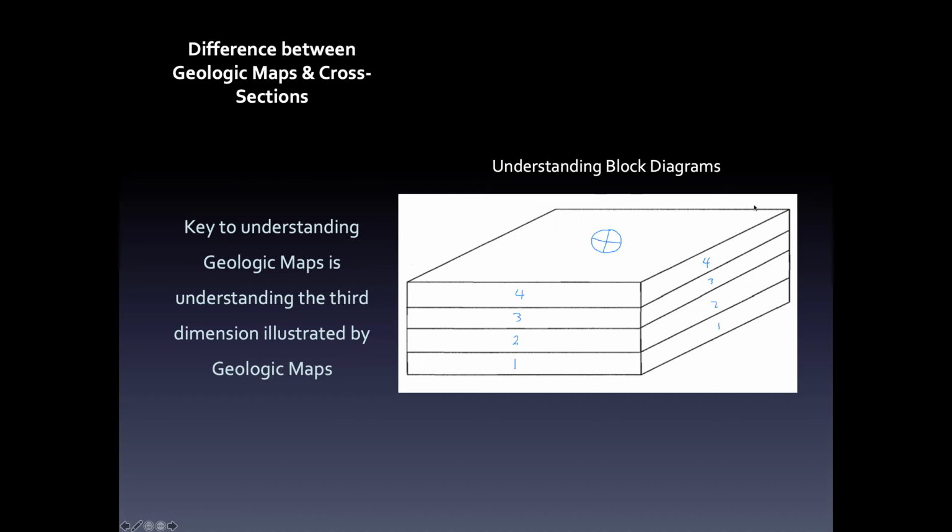Now I've mapped this. Let's put our north arrow on here so we have a good feel for north. And that's a map view. So now we've mapped this. We've done both a map view and we've done a cross-sectional view. And that's basically what you're doing when you're working on block diagrams.